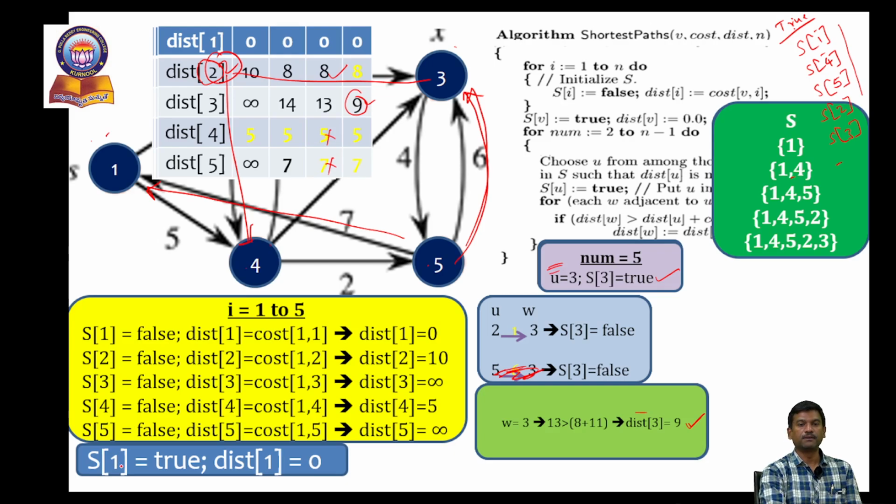And what is the minimum distance? What does the single source shortest path actually indicate? That is, from 1, what is the shortest distance to reach 2?